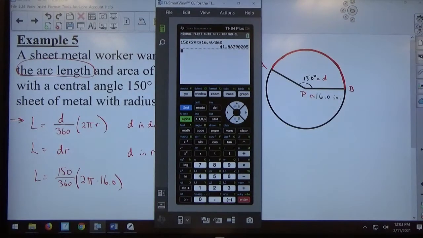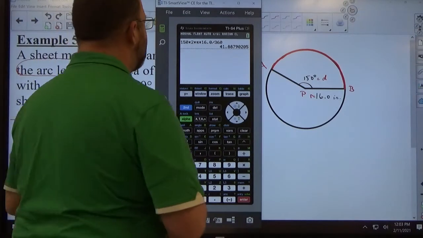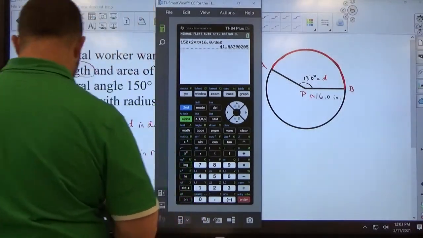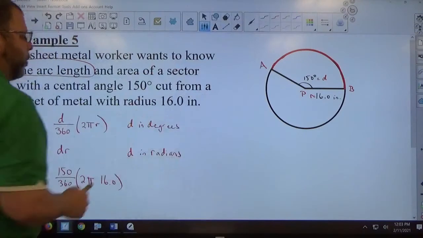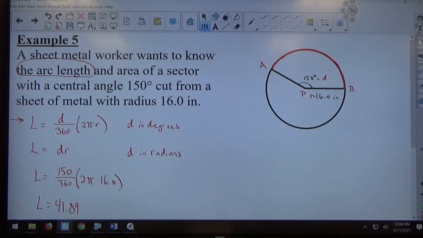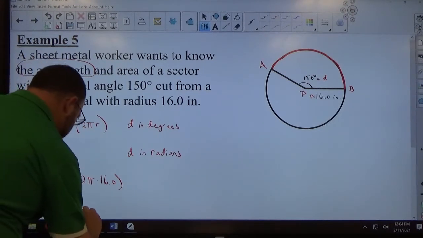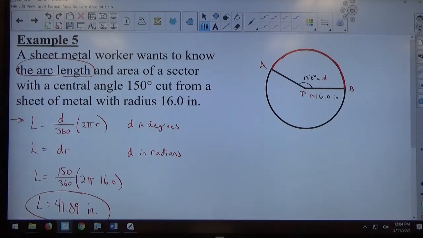41.88790205. Now it doesn't specify any type of rounding. The fact they gave me 16.0, 3 significant digits, 150 is 2 significant digits. Maybe they want 2 significant digits in the final answer. I'm just going to say let's round to a couple decimal places unless told otherwise. Let's just do that for now. So the arc length of this is going to be 41.89. The unit of length should match the unit of the radius. So if the radius is 16 inches, the arc length should be 41.89 inches, because arc length is simply a distance. How far are you going?